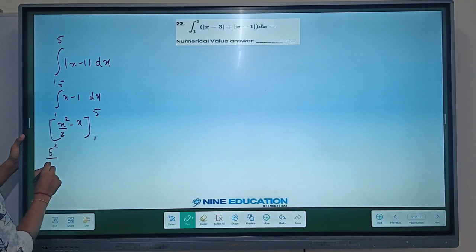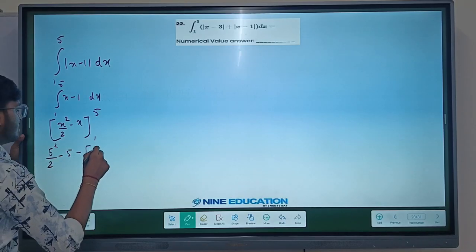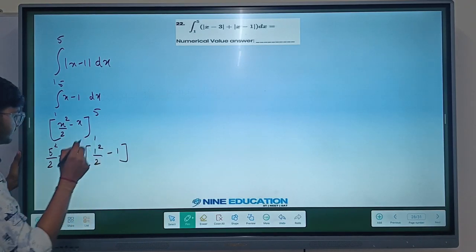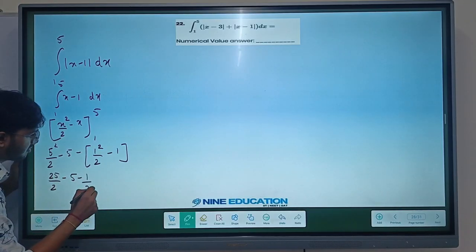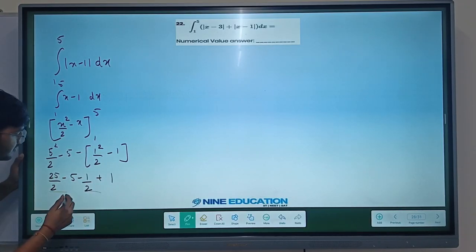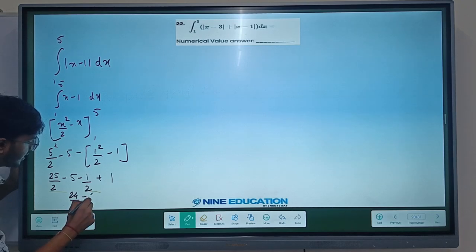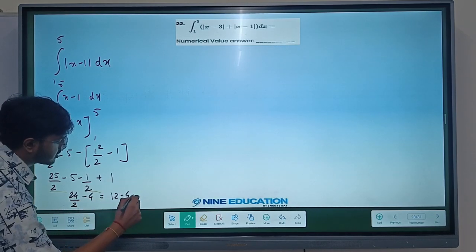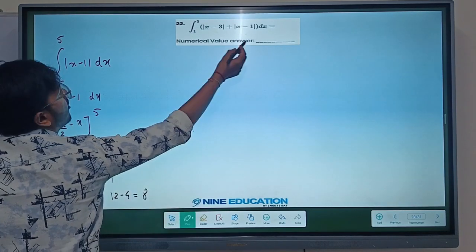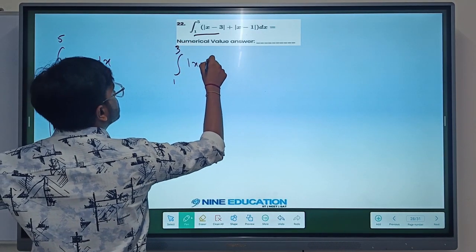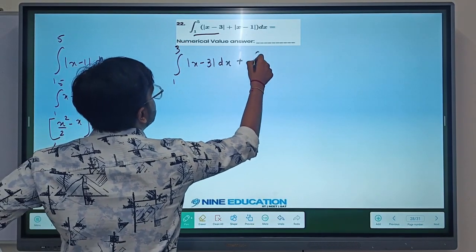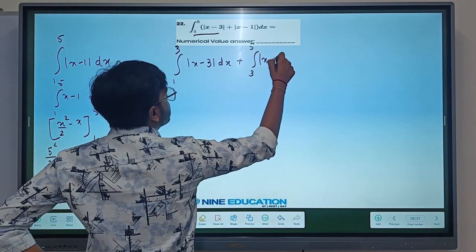So 5 square by 2 minus 5 minus of 1 square by 2 minus 1. So 25 by 2 minus 5 minus 1 by 2 plus 1. So 25 by 2, 24 by 2 minus 4, that is 12 minus 4, 8. Now this will break at 3. So 1 to 3 mod of x minus 3 dx plus 3 to 5 mod of x minus 3 dx.